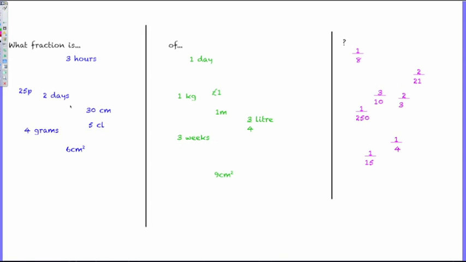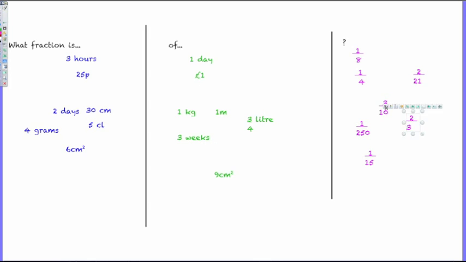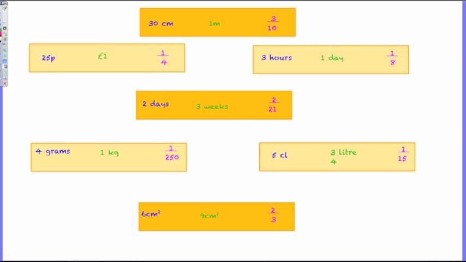If we have a look at another one, what fraction is 25 pence of £1? We need to make sure that our units are the same, so 25 pence of 100 pence. 25 out of 100 is going to be 1/4. So you're going to go through and answer the rest of these questions, and then I'll show you the answers on the next page. Okay, so here are the answers.